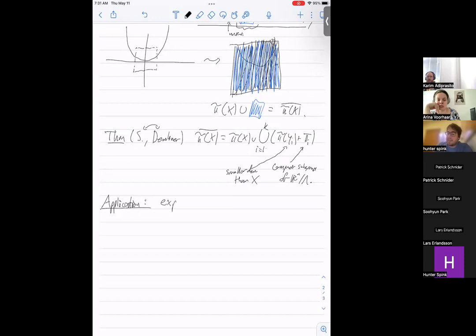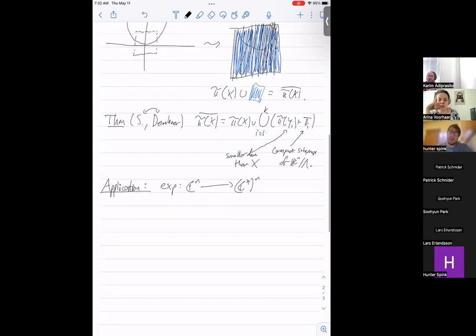The application has to do with the following situation that people have considered quite a lot recently, related to questions of functional transcendence. So a big research program asks how do transcendental maps interact with algebraic sets? That's a big research program. So let's say that I have, for example, the exponential map, the coordinate-wise exponential map, z_1 through z_n to e^{z_1} through e^{z_n}.